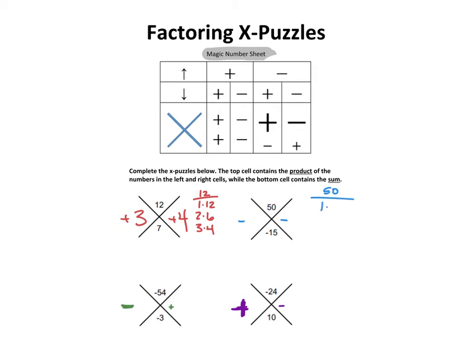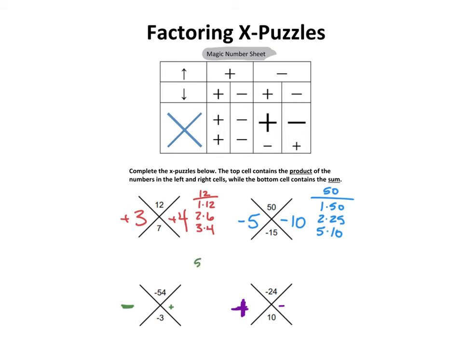If you wrote a factor tree for 50, 1 times 50, 2 times 25, and 5 times 5, because 3 and 4 both don't go into it. 5 times 10, what did I just say? The only one that can give you negative 15 is negative 5 and negative 10, and we already knew the signs from the magic number sheet.